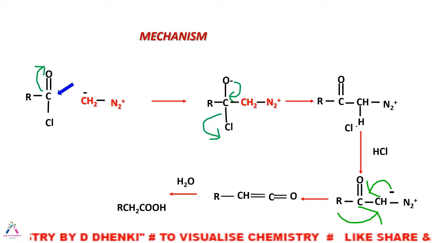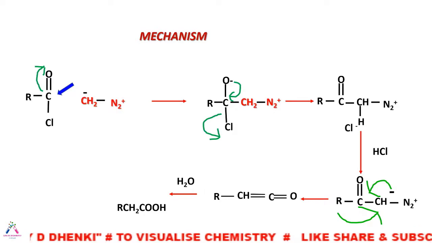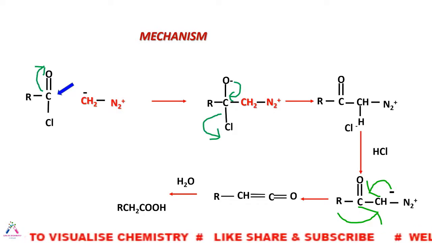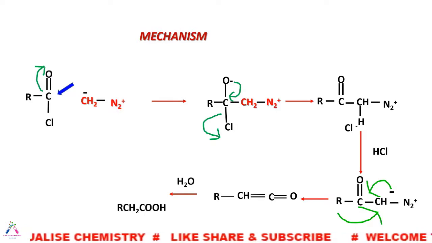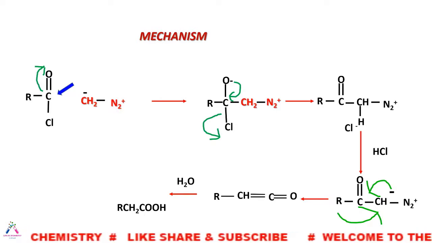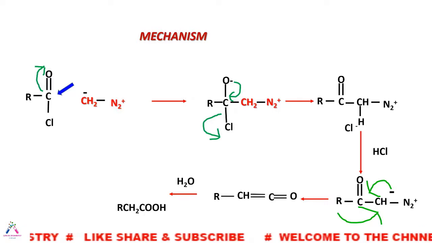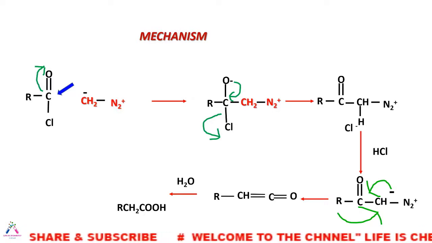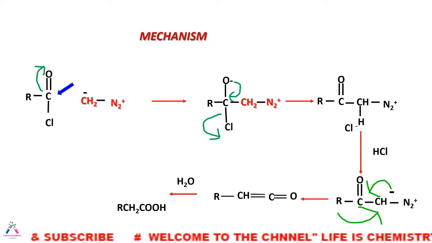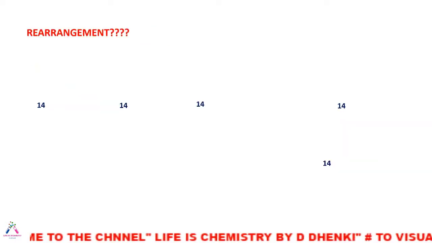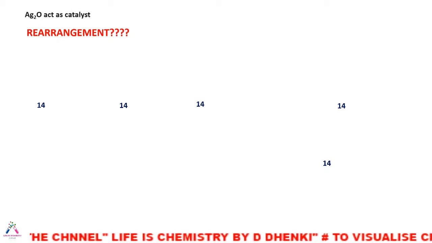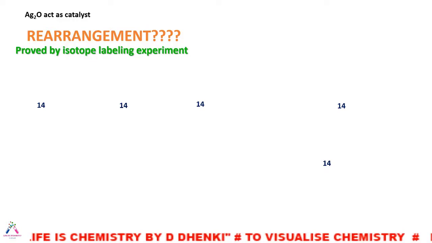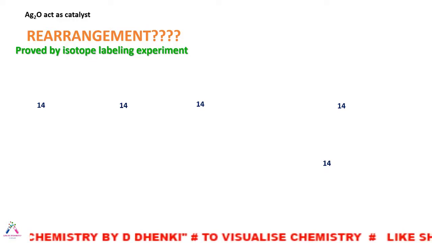The key step of this reaction is the formation of the diazoketone, and after its formation, the R group migrates and a rearrangement takes place, and this migration is intramolecular and concerted. It can be proved in our discussion. Here we discuss some mechanistic interpretation. Here silver oxide acts as the catalyst and the rearrangement takes place.